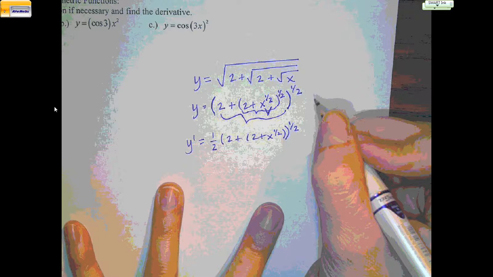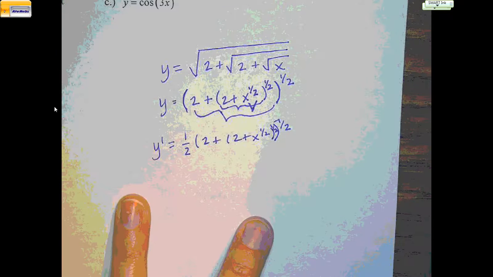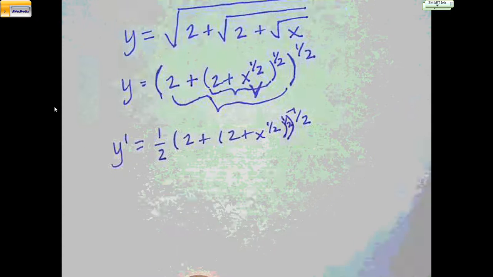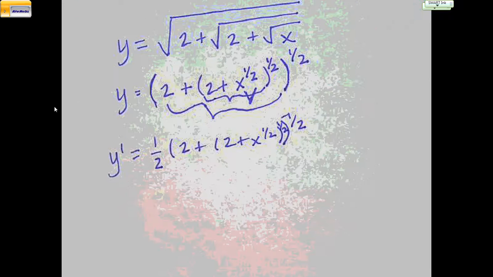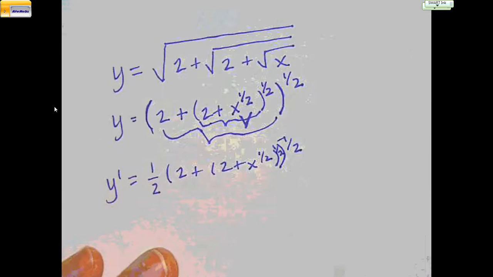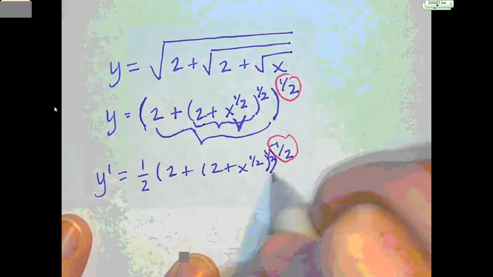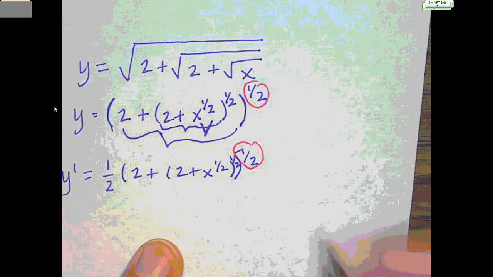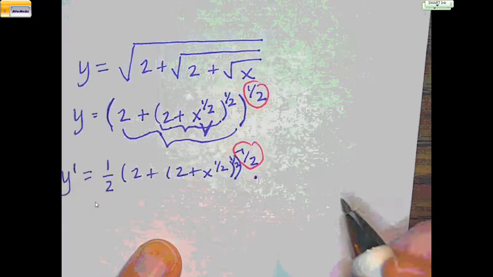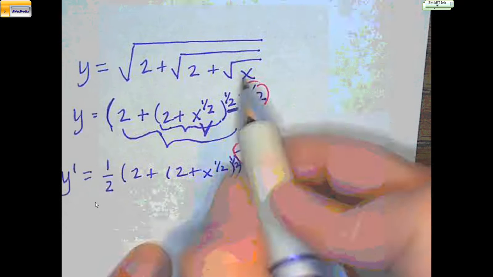Wait, I missed a half, didn't I? And that's a negative, sorry. Yikes, sorry about that. So this exponent up here, this half right here, we subtract 1, we get negative a half. Everybody else stays the same. Times, now we need to multiply by the derivative of the next layer. So that's this little half right here, so we throw it to the front.